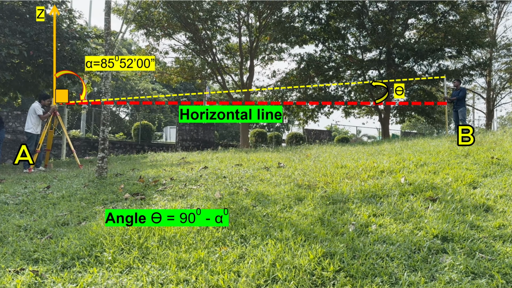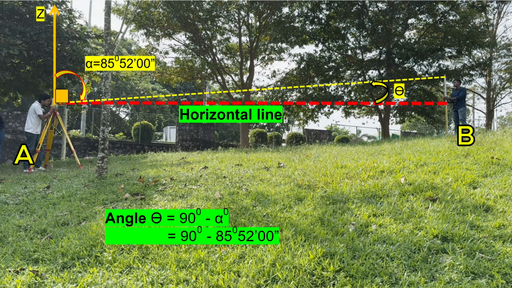As you see, the instrument has been set up at the downhill location point A and we have to convert this angle alpha, that is the angle measured from z-axis, to an angle measured from horizontal line. Accordingly, we have to deduct alpha angle from 90 degrees as you see in this equation. 90 minus 85 degrees, 52 minutes and 0 seconds. Then the answer is 4 degrees, 8 minutes and 0 seconds. So that is the upward inclination theta.